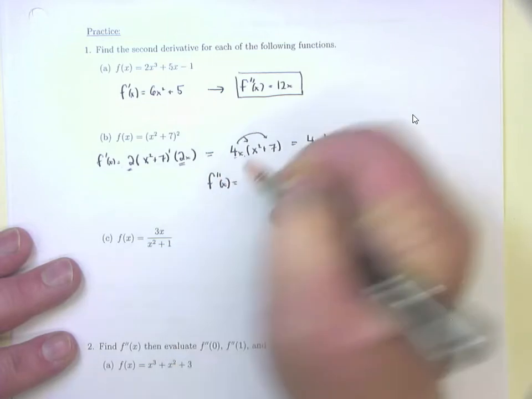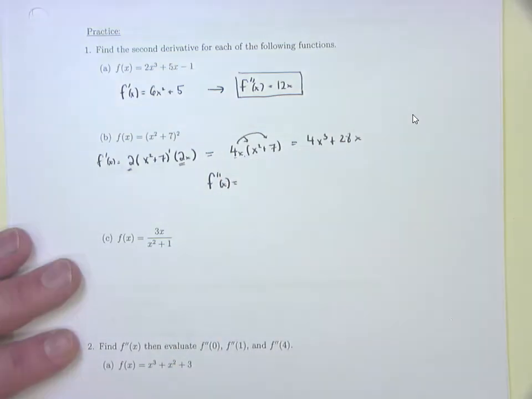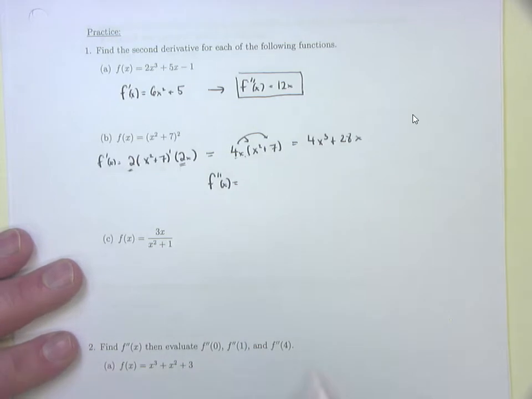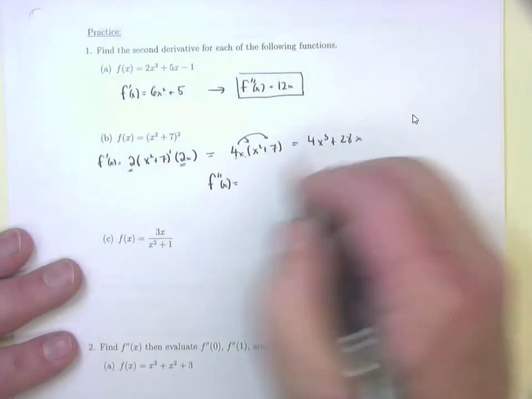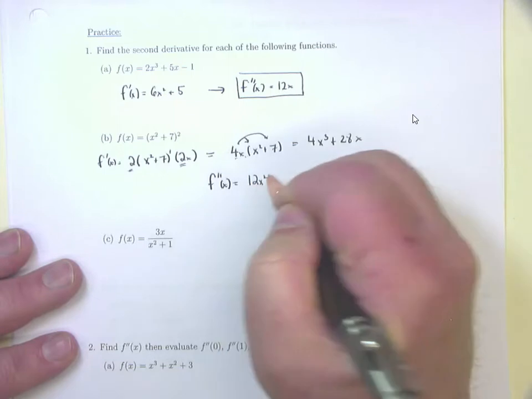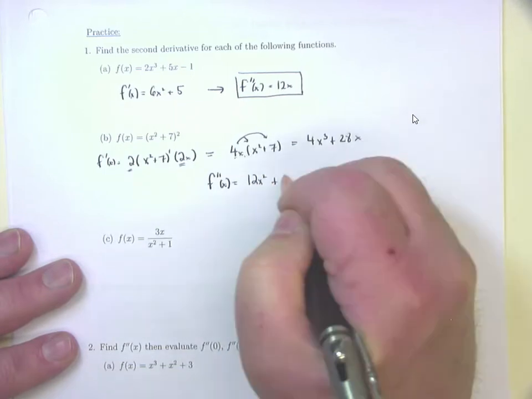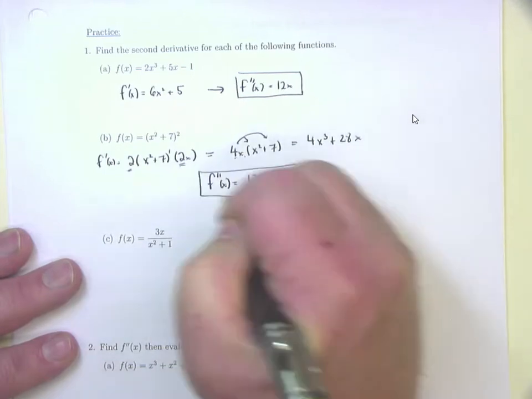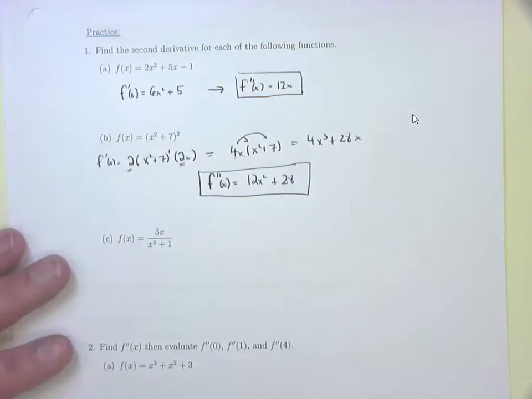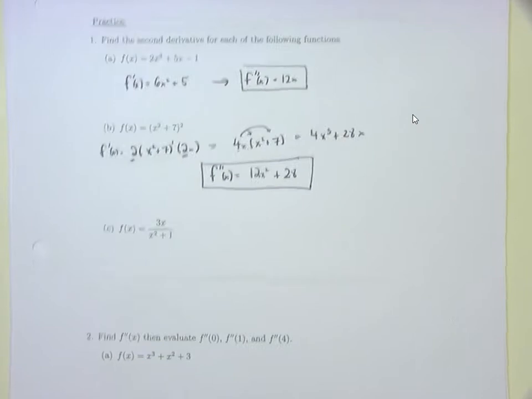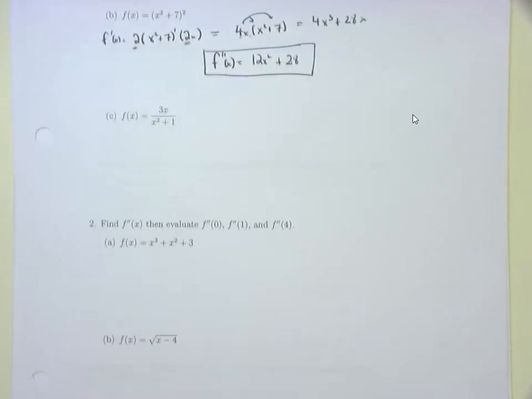Now, I'm going to take the second derivative. So notice how much algebra I'm doing on that first derivative. I'm cleaning them up before I take my second derivative. Derivative of 4x cubed is 12x squared plus derivative of 28x is 28. There is my second derivative. Does that make sense?